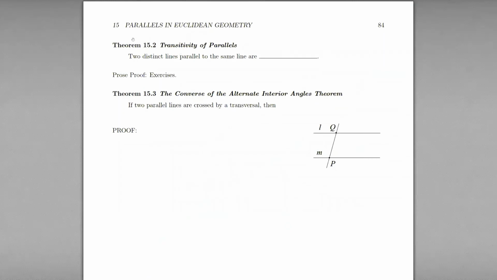So let's take a look at our next theorem, transitivity of parallels. If two lines L and M are parallel to the same line T, then L and M are also parallel to one another. So two distinct lines parallel to the same line are parallel.